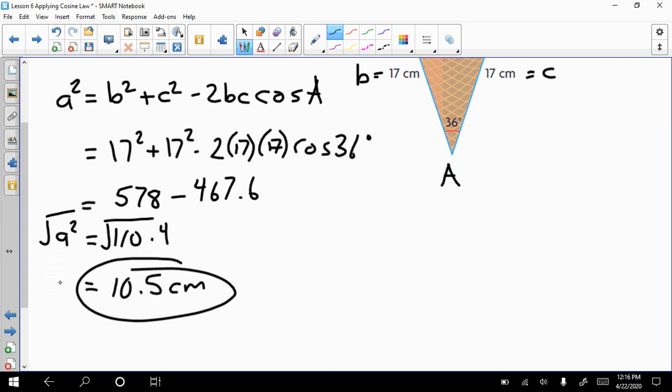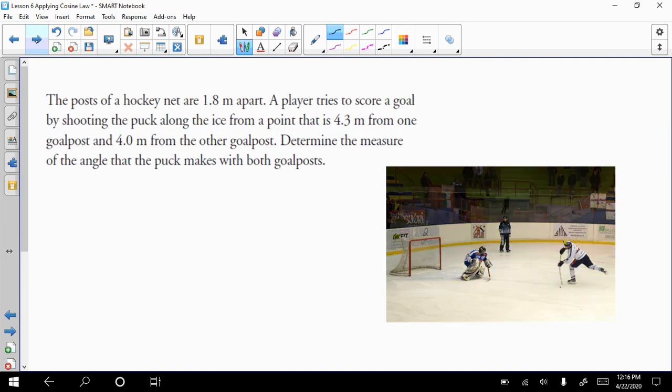There we go. Okay. The last question I want to do with you here, they don't give you the triangle, so you've got to draw it yourself. It says, the posts of a hockey net are 1.8 meters apart. So look at this, I'm going to start drawing it here. There are the posts of the hockey net, and I'll just join them, and they're 1.8 meters apart. A player tries to score a goal by shooting the puck along the ice from a point that is 4.3 meters from one goal post and 4 meters from the other goal post.